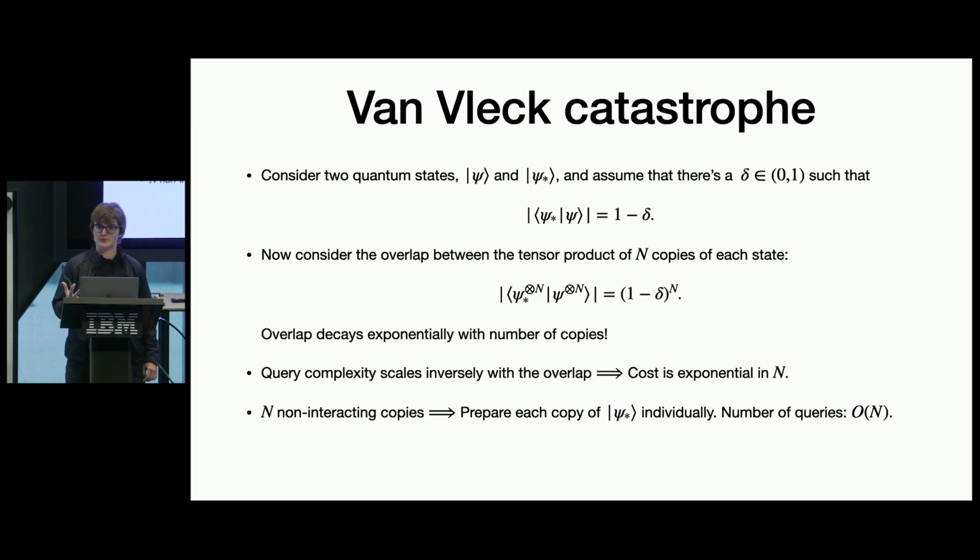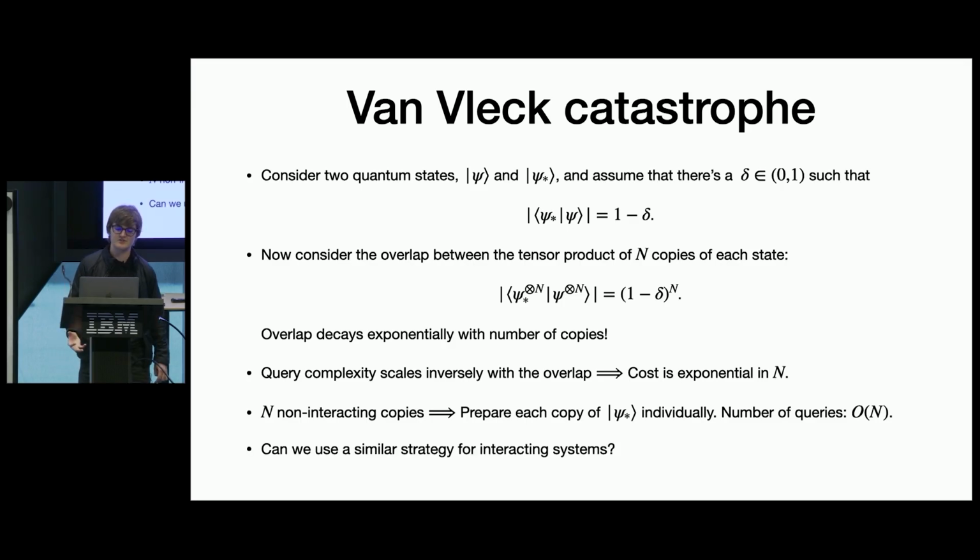Basically, what you would be doing is, right, you would just be doing the ground state preparation in parallel on all of the n copies. The question now is if we can use a similar strategy also for interacting systems, where now we don't actually have this tensor product structure anymore. And we show that under certain assumptions, this can indeed be done using a similar strategy.